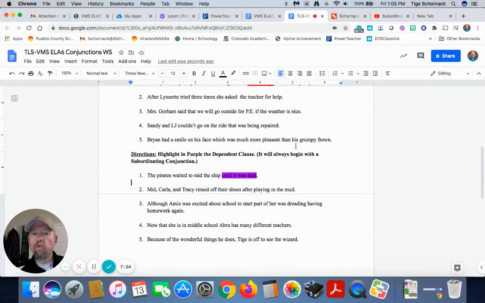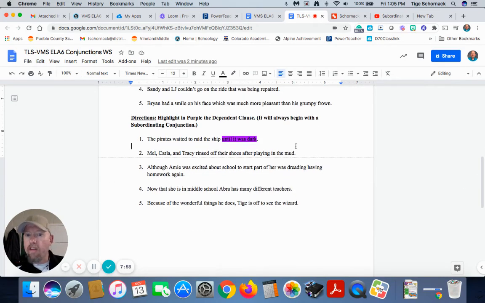Third part. 2, Mel, Carla, and Tracy rinsed off their shoes after playing in the mud. 3, although Amy was excited about school, part of her was dreading having homework again. 4, now that she is in middle school, Abra has many different teachers. 5, because of the wonderful things he does, Tig is off to see the wizard.